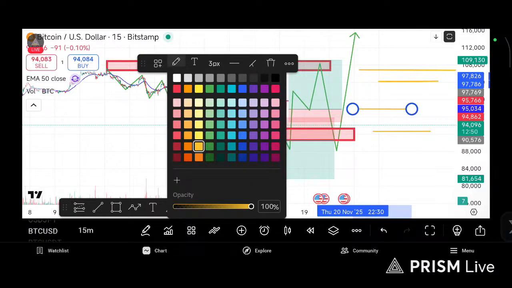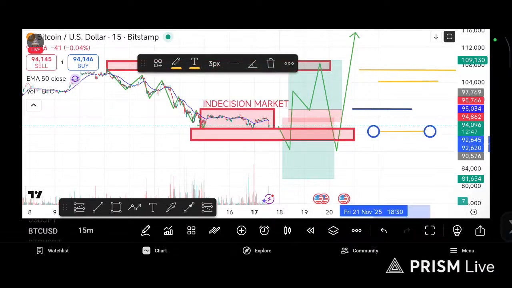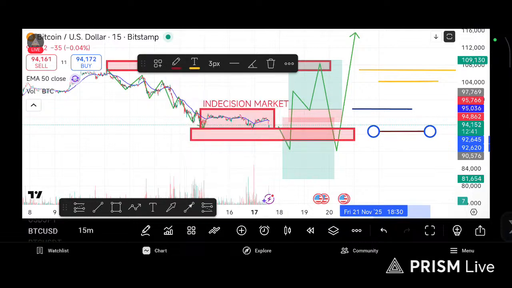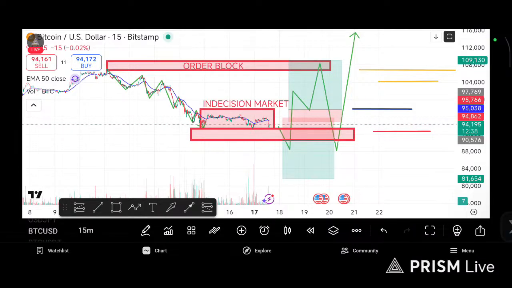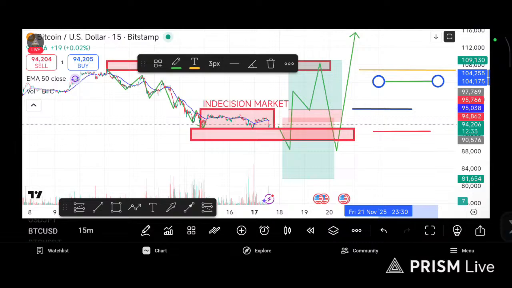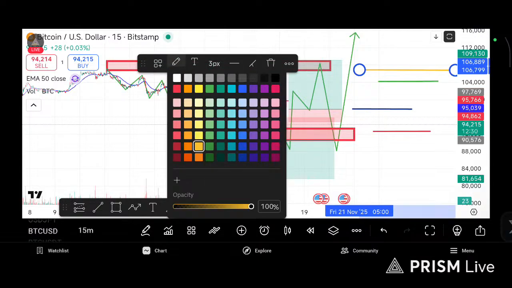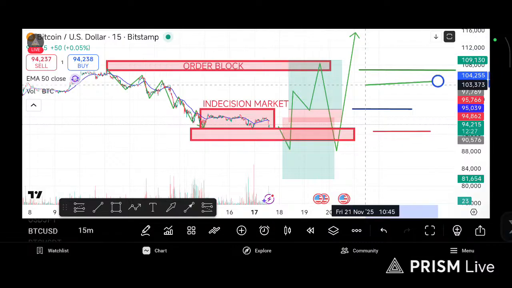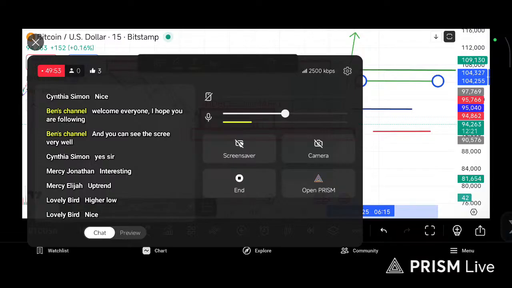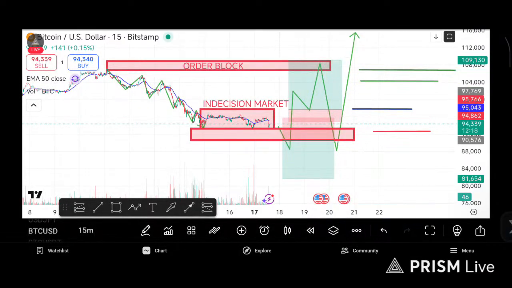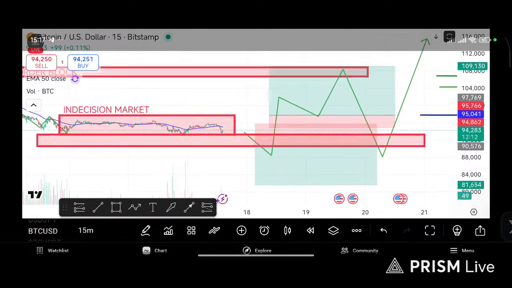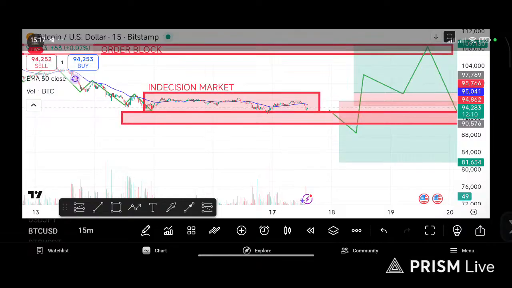So the blue line here is our entry. The red line here is our stop loss. Then the green line is our take profit. So that is how we are going to execute this trade, but we just wait and see how it goes. After analyzing the market, I believe you can see it, in an indecision market we wait for it to happen.